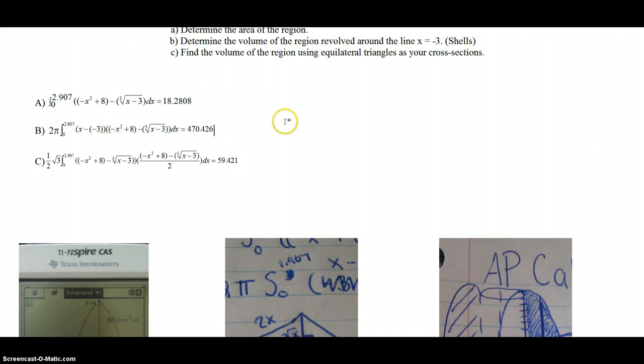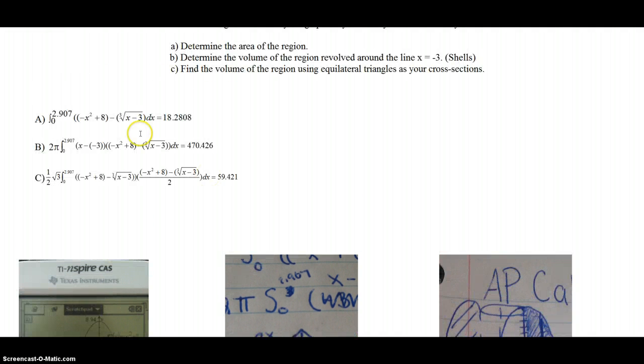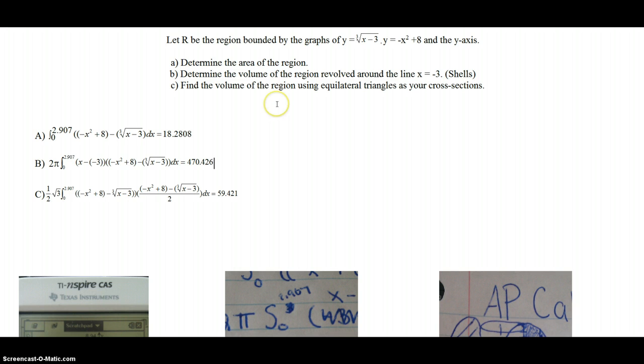Okay, and then to find the area of the region, you take the upper curve, which would be negative x squared plus 8, and then you subtract from it the lower curve, which is the cube root of x minus 3. So that's what we have up here, and then you put it into the integral, and it's dx, and you solve, and you end up getting 18.2808. So that's the area of the region.